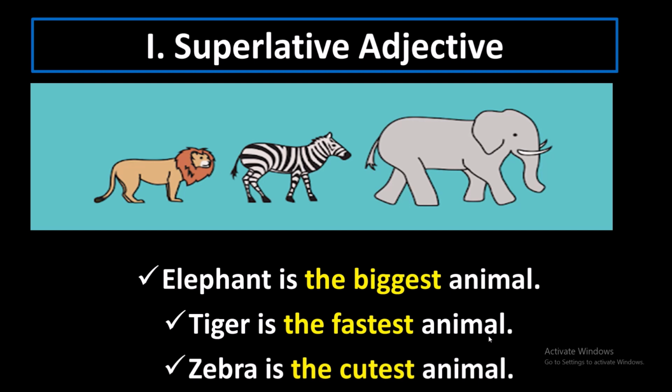The last one is the zebra. So I use cute, right? So the zebra is the cutest animal. So we compare the elephant with the zebra and lion, and we compare the lion to the zebra and elephant, and we compare the zebra to the lion and elephant. So we can make up these three sentences. Okay, let's move on to another thing.